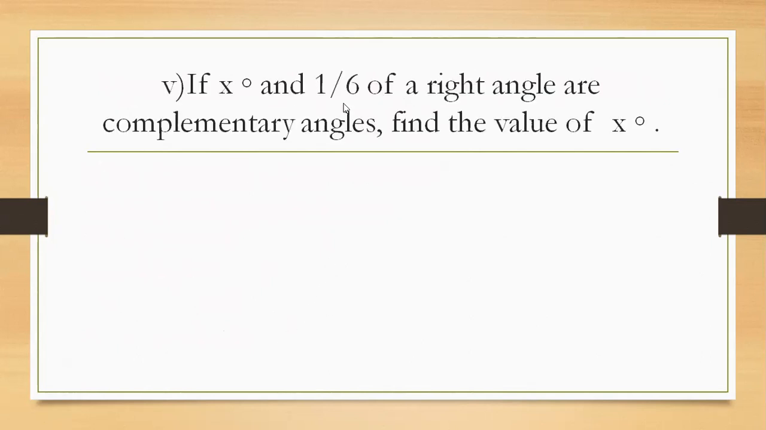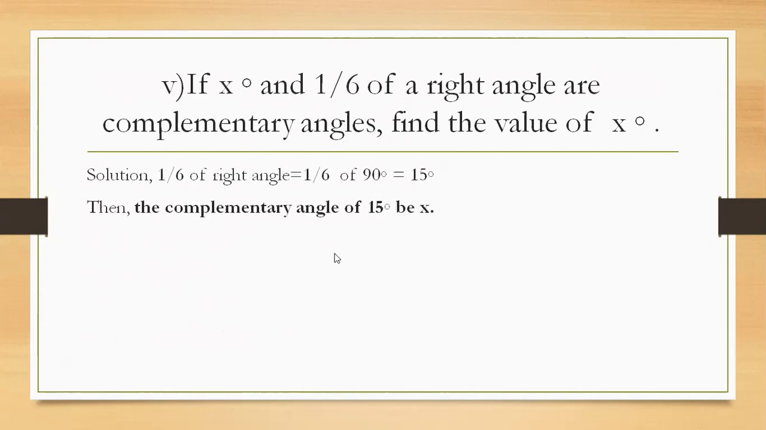Now here x and 1 by 6 of a right angle are complementary angles, and find the value of x degrees. Then 1 by 6 of a right angle means 15 degrees. Then find out the complement of that angle. Suppose it is x first, and when you add them, you'll get 90, then you subtract it, then you get 75 degrees.